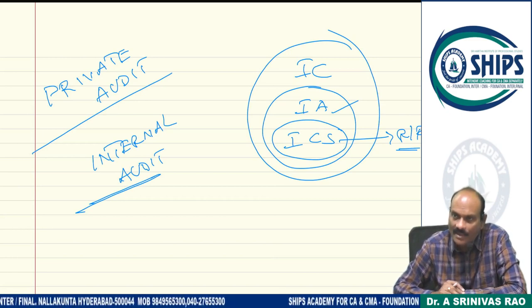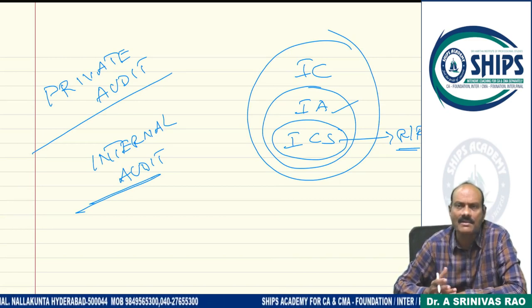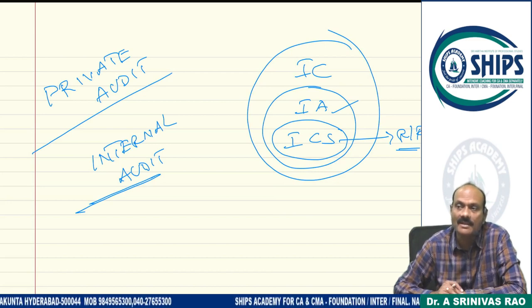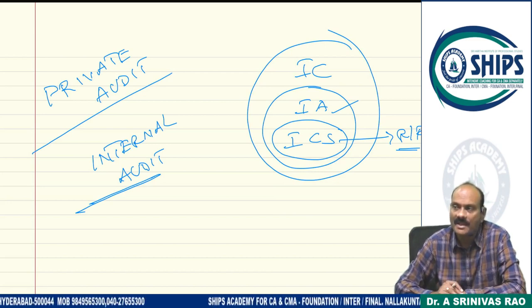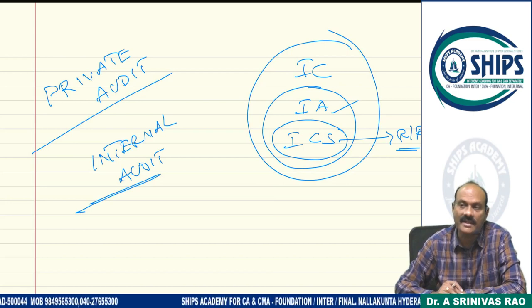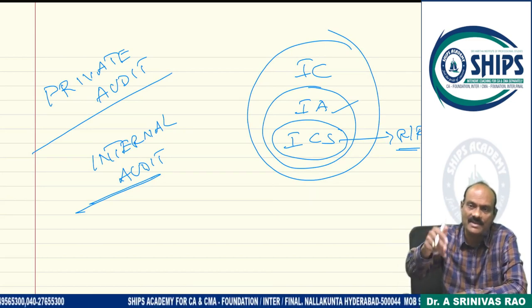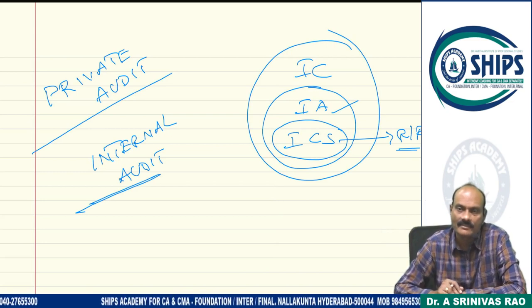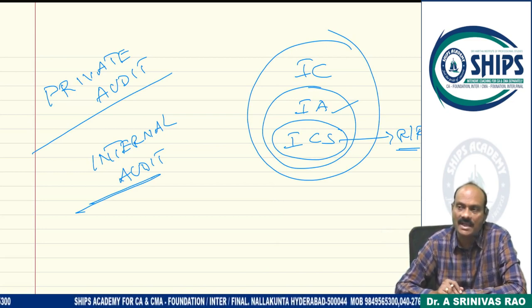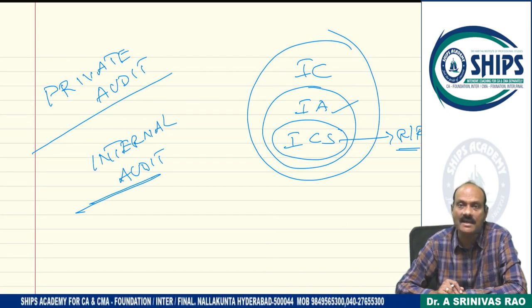Is this a public document? No, it's a private document. Internal audit. That's why, remember, internal audit is essentially conducted. What's the purpose? To know whether internal controls were effective or ineffective, whether internal controls are able to safeguard the assets of the business or not.